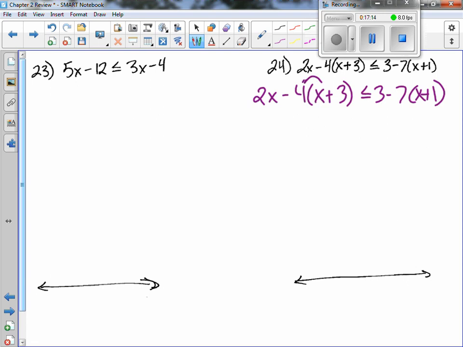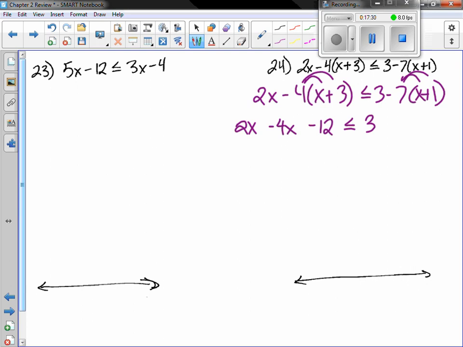Now, we look at this here. The first thing we need to do is apply the distributive property. We need to multiply through. Negative 4 times x is going to be negative 4x. Negative 4 times positive 3 is going to be negative 12. We have to do it again over here. Negative 7 times x would be negative 7x. Negative 7 times 1 is negative 7. So again, the first thing we need to do is distribute through.